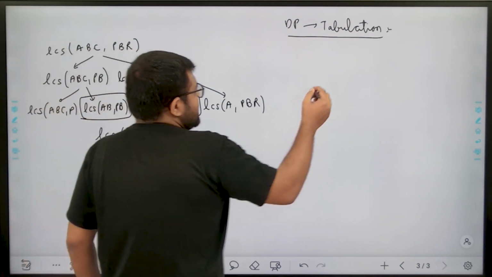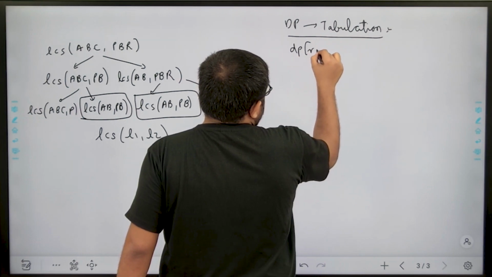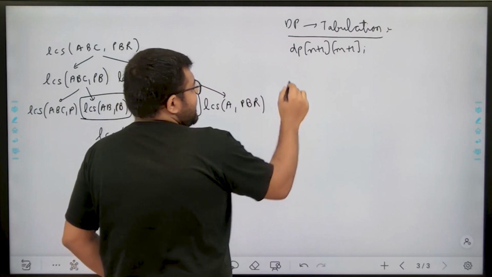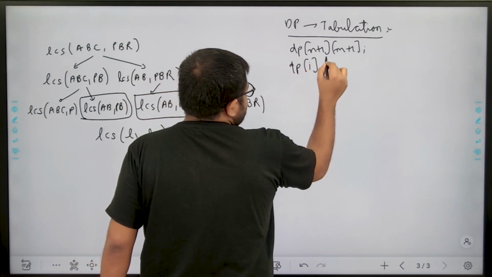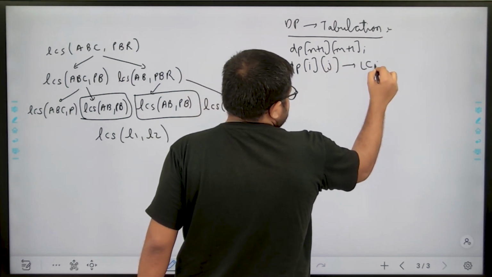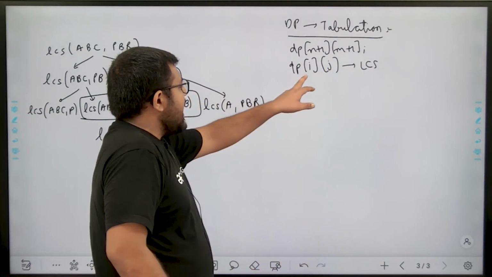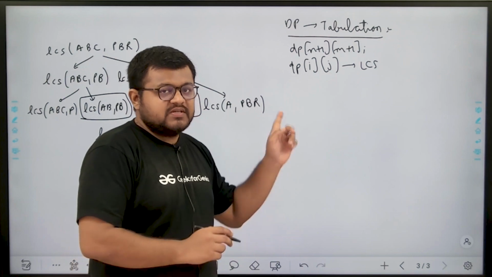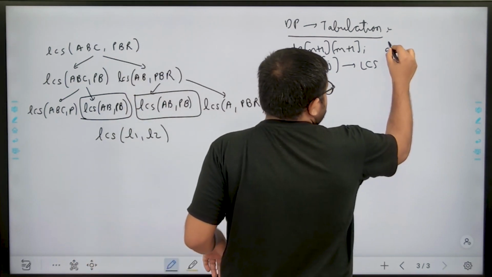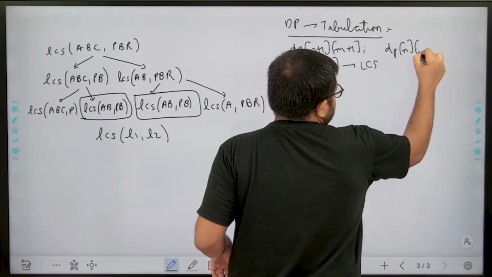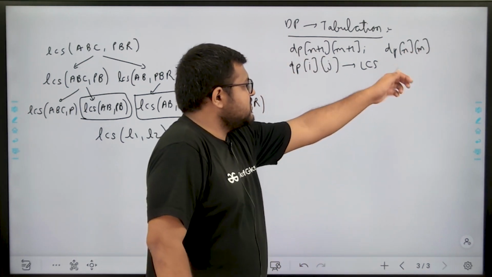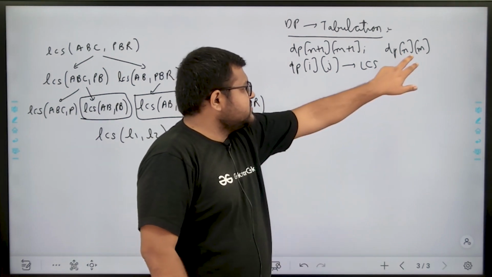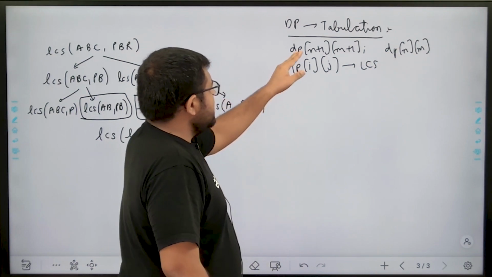So I can take one table of size n plus 1 by m plus 1, dp of n plus 1, m plus 1, where dp of i j will denote the longest common subsequence length considering i length prefix of string s1 and j length prefix of string s2. Ultimately I will return dp of n m, which is the longest common subsequence considering n length prefix of string s1, that is the whole string, and similarly for string s2. Now I need to fill this table.